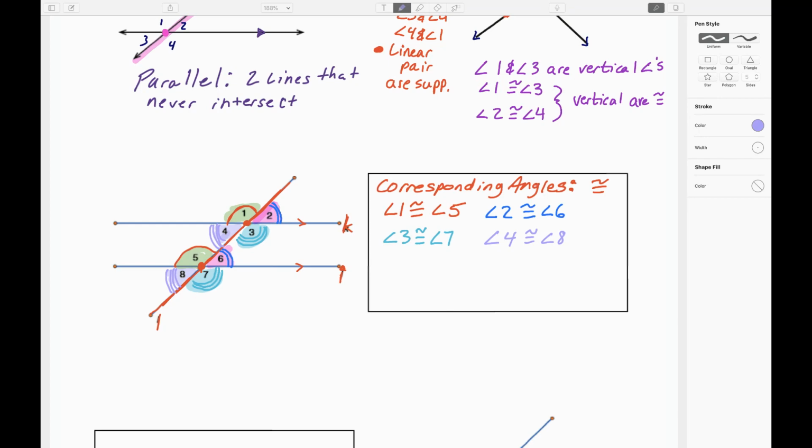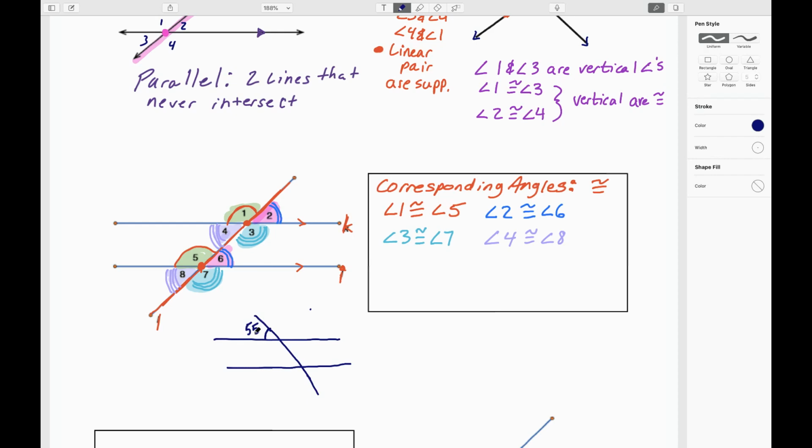Corresponding angles are congruent. So if we know one angle, I'll give you an example here. I'm going to change this up. It doesn't have to be that way. It can be this way. So I know that, let's say that this one's acute. So let's say it's 55.